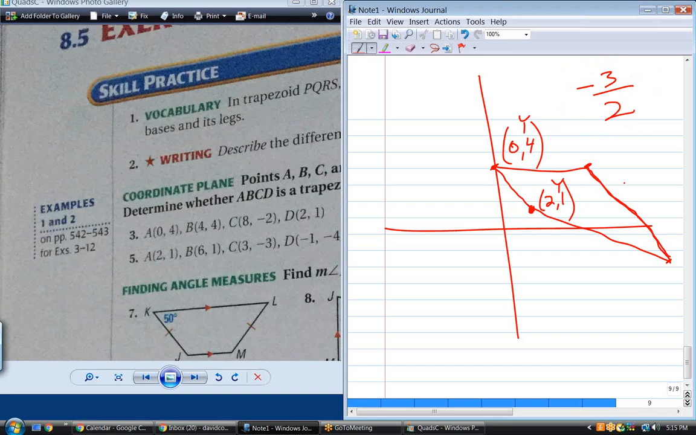Now let's look at the slope from this point, which is 4, 4, to this point down here, which is 8, minus 2. What is that slope?